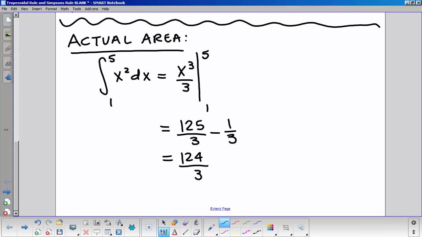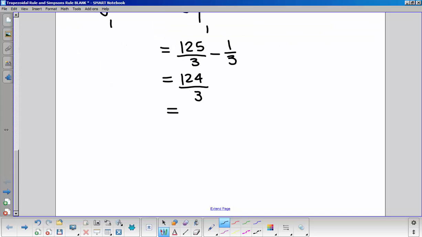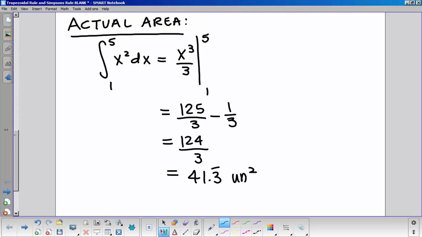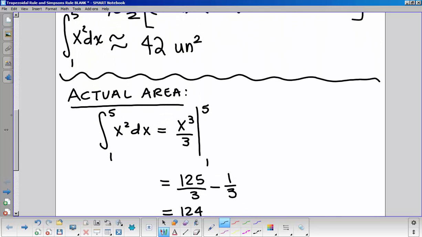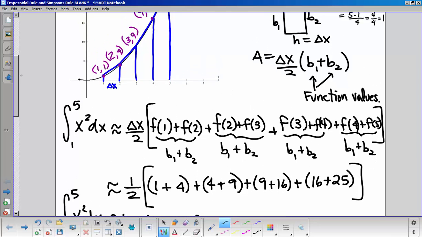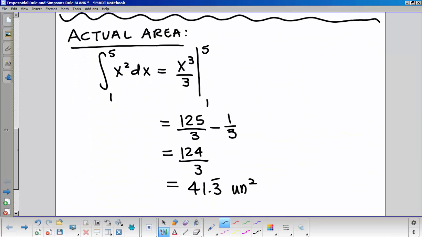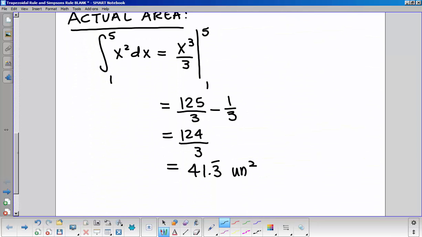And if we do that decimally, I believe you will let me know what that is in 2 seconds. 41.3 repeated. Yes, 41.3 repeating units squared. So how close did we get with a very small 4 trapezoids? We got 0.7. Pretty good. We did pretty good. Yeah. And it only gets better if you use more trapezoids.